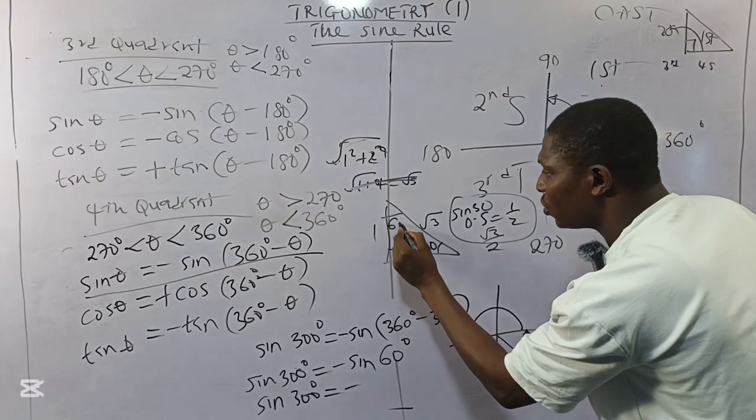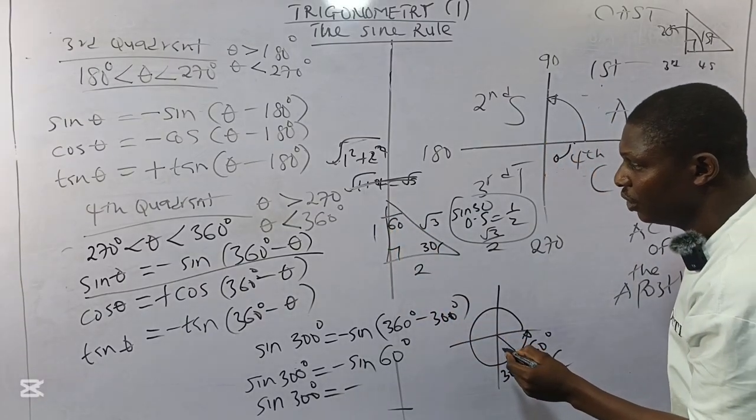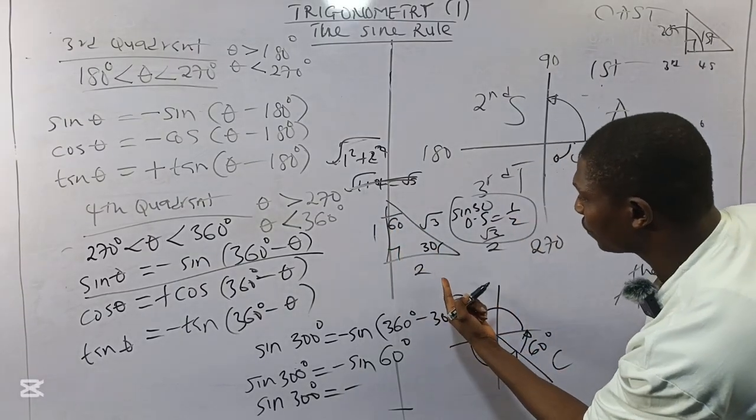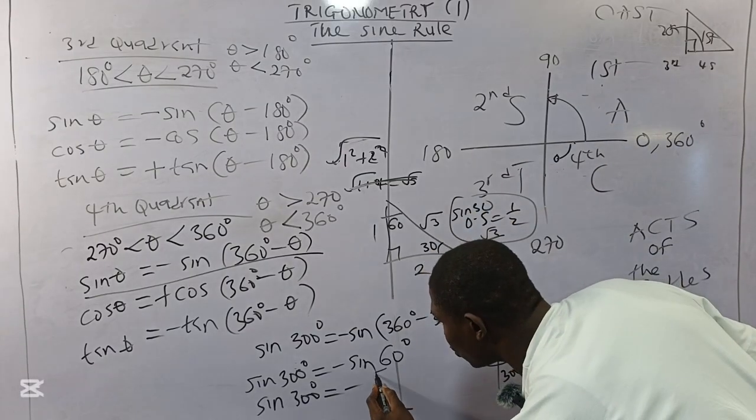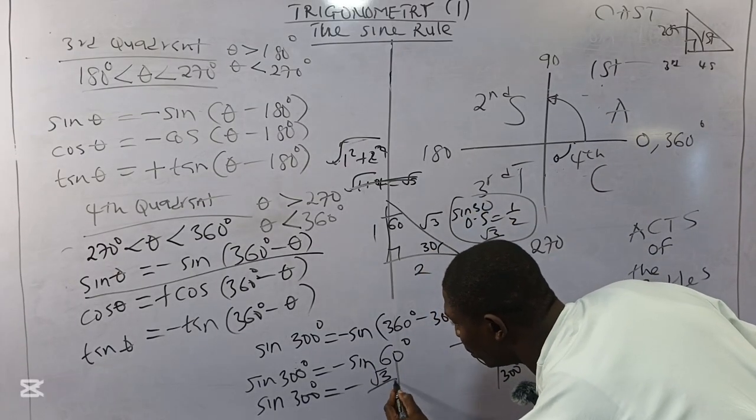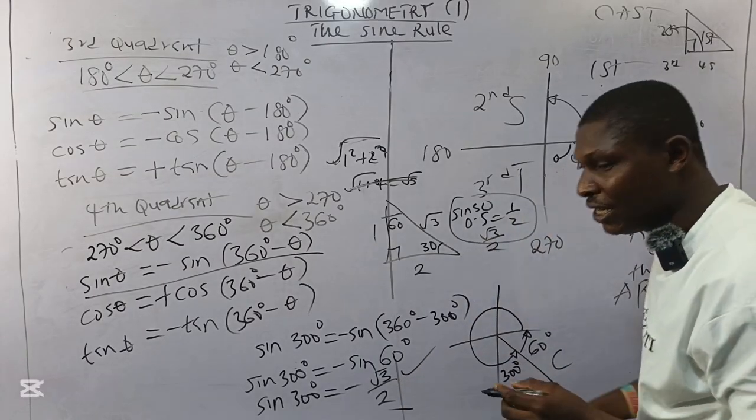So I'm focusing on 60. So I simply have sine 60 become root 3 over 2. So this becomes minus sine 60, which is minus root 3 over 2. And this is my answer in short form.